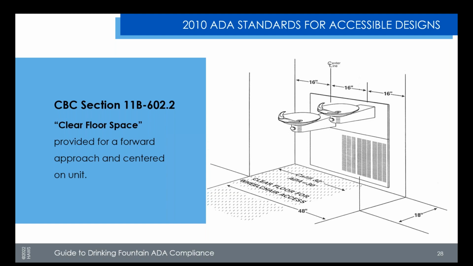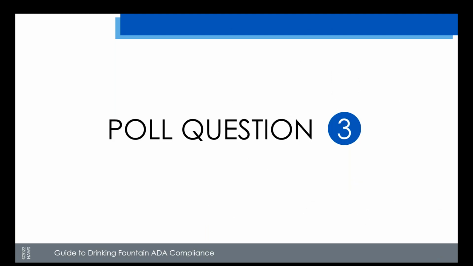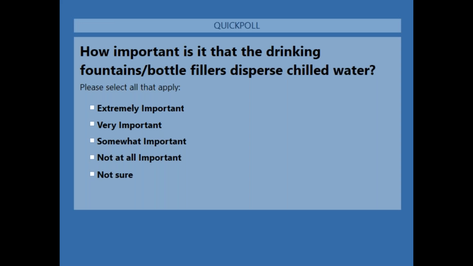And then that brings us to poll question number 3. The third poll question today is, how important is it that the drinking fountain or bottle fillers disperse chilled water? And the options for this are extremely important, very important, somewhat important, not at all important, and not sure.